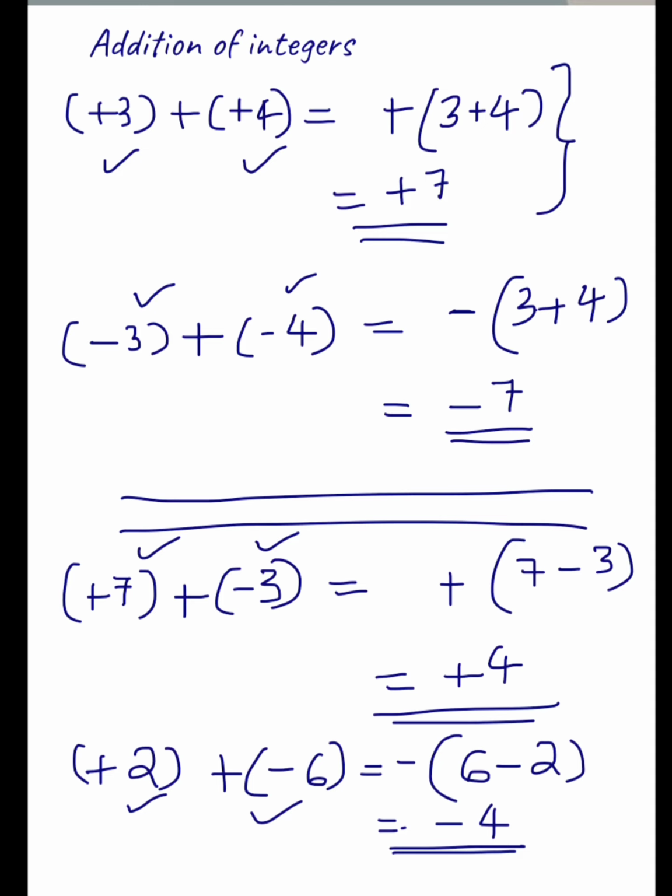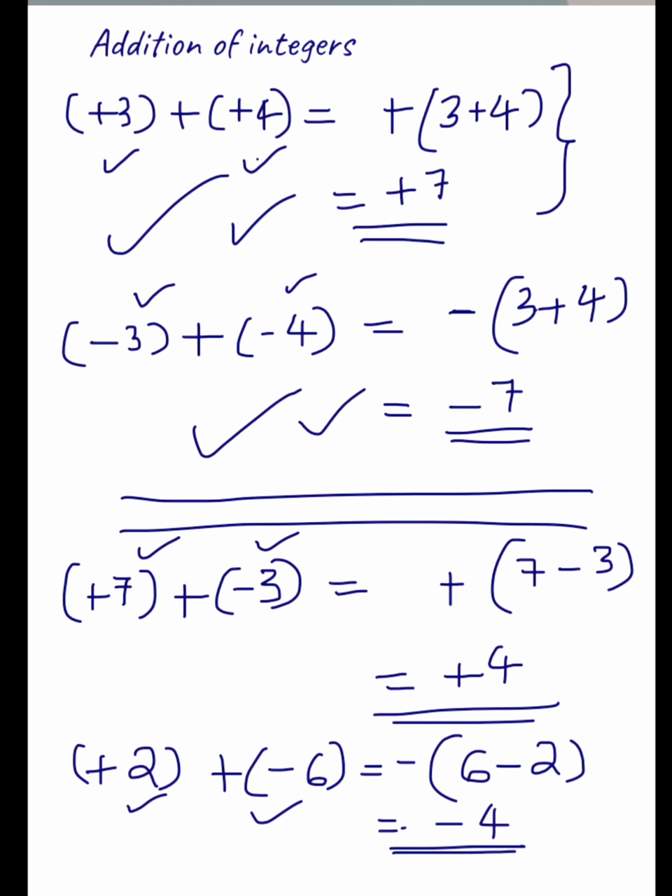Okay, so this is the case when you are adding integers having the same sign. In the first case the integers had the same sign, that is positive, and in the second case also the integers had the same sign. In both these cases you have to add the integers and put the sign. If it is positive, positive; if it is negative, negative.